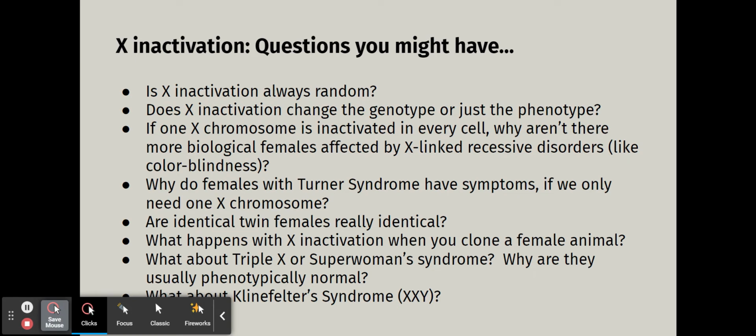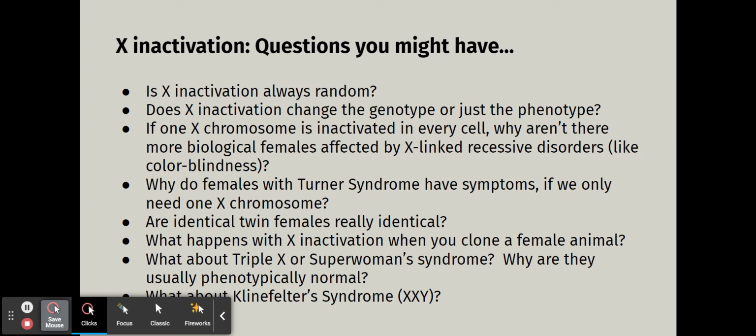Anyway, if one X chromosome is inactivated in every cell, why aren't there more biological females affected by X-linked recessive disorders like colorblindness? I was really curious about this. Don't you need all of your X chromosomes to express that dominant trait to have normal color vision? It turns out you don't. You only need about 50% of the rods that X chromosome will code for. You will still have normal color vision without all of those alleles expressing their traits.